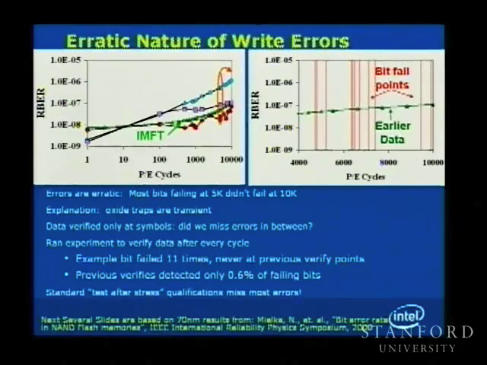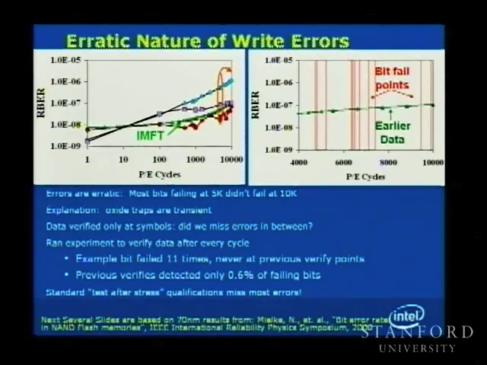The graph on the left over here shows the number of cycles. This is the number of program and erase cycles that are committed to the device. The y-axis is just measuring this raw bit error rate. The different curves on here are different manufacturers. IMFT is the Intel Micron Flash Technologies joint manufacturing venture. They all have basically very similar characteristics. It's not to compare one to the other, but more or less to show the general trend, and the physics that's behind this.